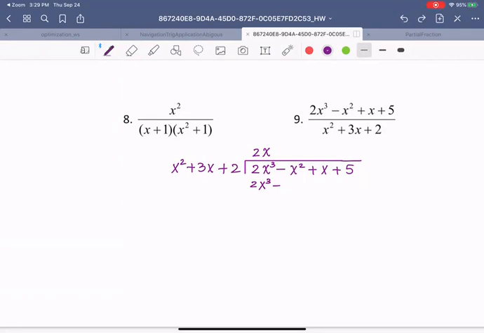Hold on. 2x times this guy is 2x cubed, times this guy is 6x squared. Okay. Then plus 4x.